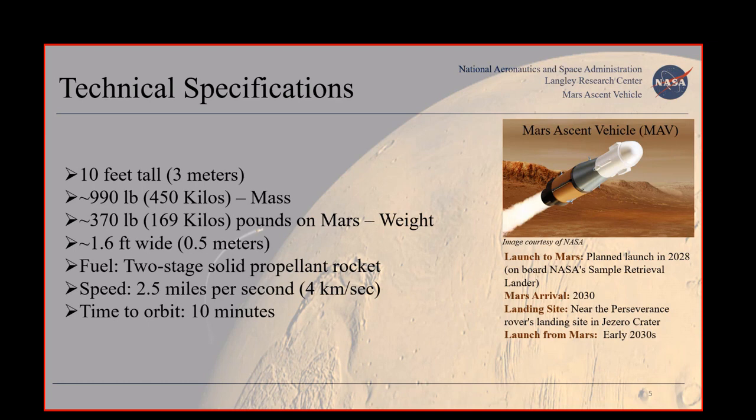Just quick numbers. The MAV is going to be about 900 pounds, 370 pounds on Mars. It's about 1.6 feet wide. Again, these are always changing just to make sure it fits into the SRL. There are two stages, as you can see. It's a two-stage solid propellant rocket. The first stage is the ignition, and the second one is after fairing and coast. Speed of that is 2.5 miles per hour, and time to orbit is about 10 minutes.